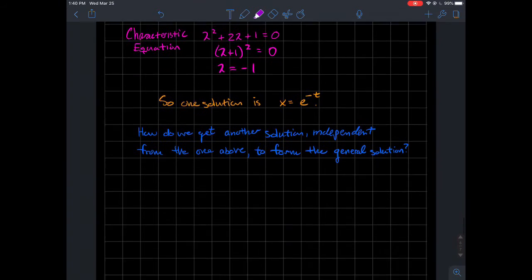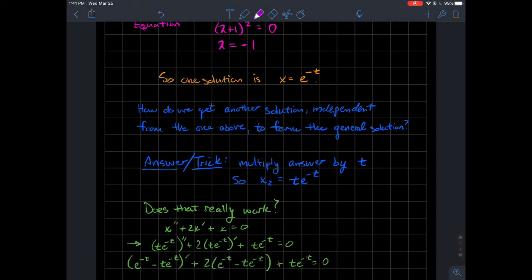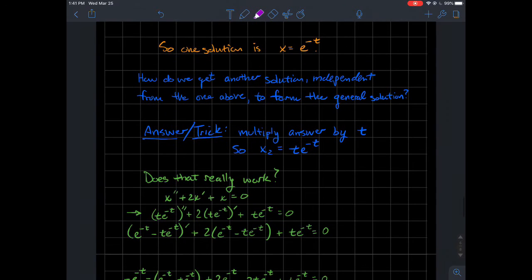All right, well, here's the trick. You're just going to multiply the answer that you got up there in orange by t, and that'll form another independent solution. Pretty easy. So maybe you're wondering, does that really work? Well, I read your mind and I worked it out ahead of time so I could show you.